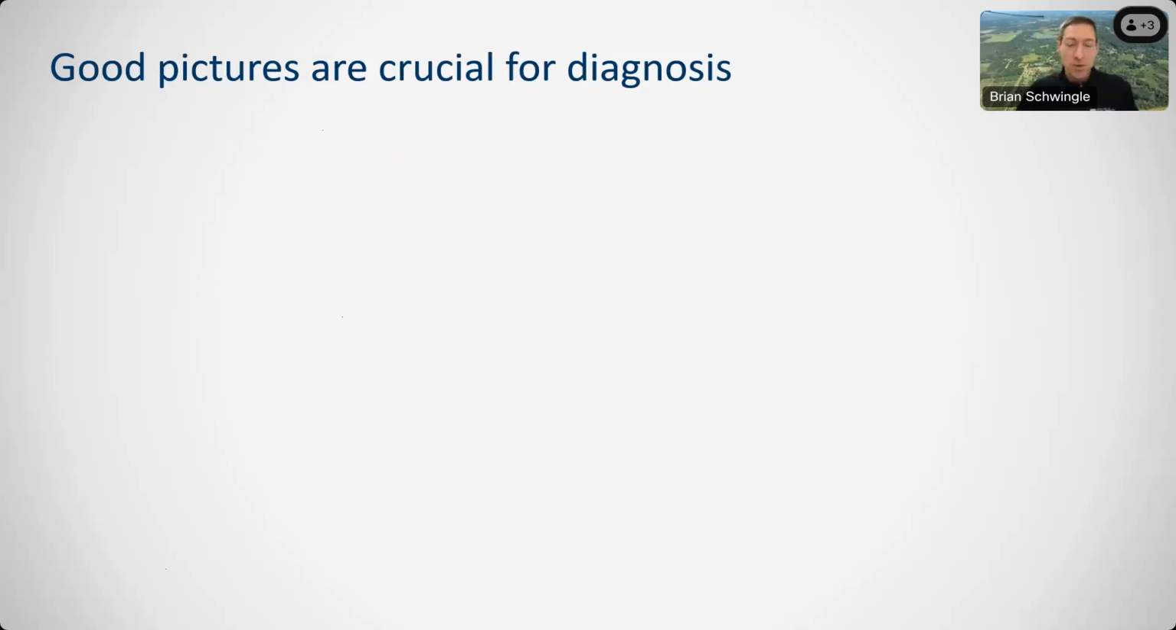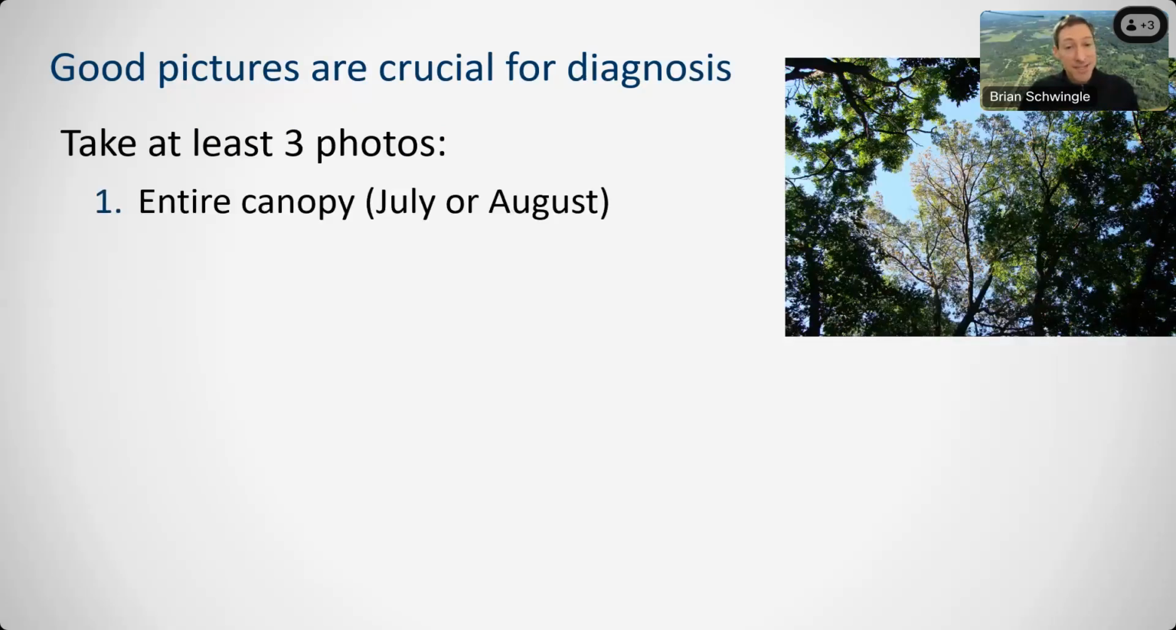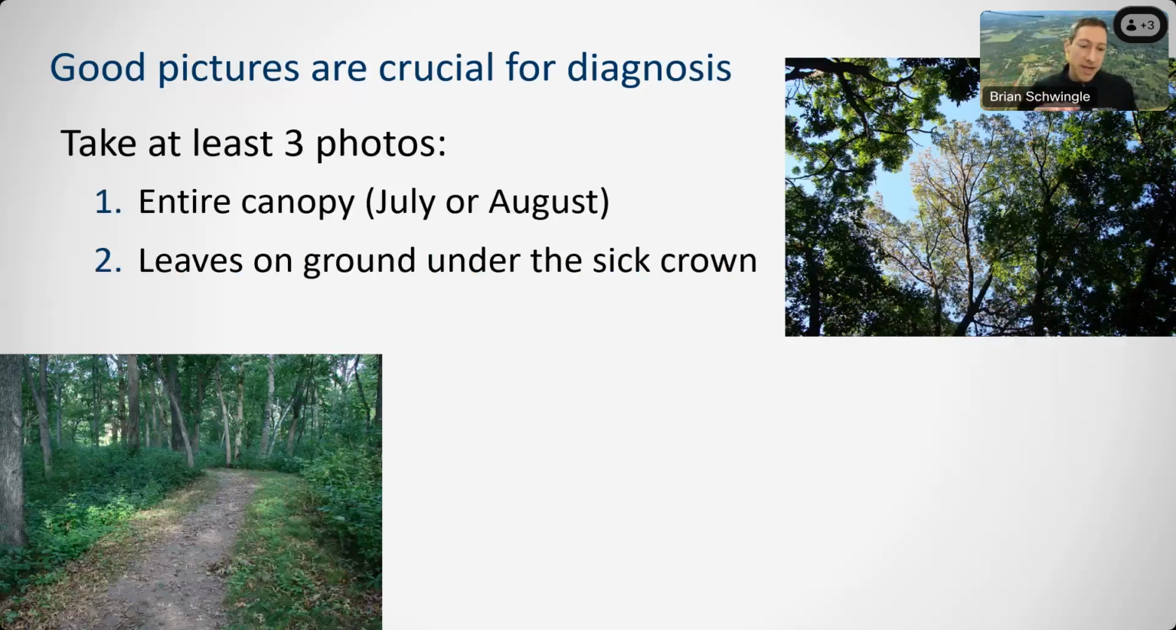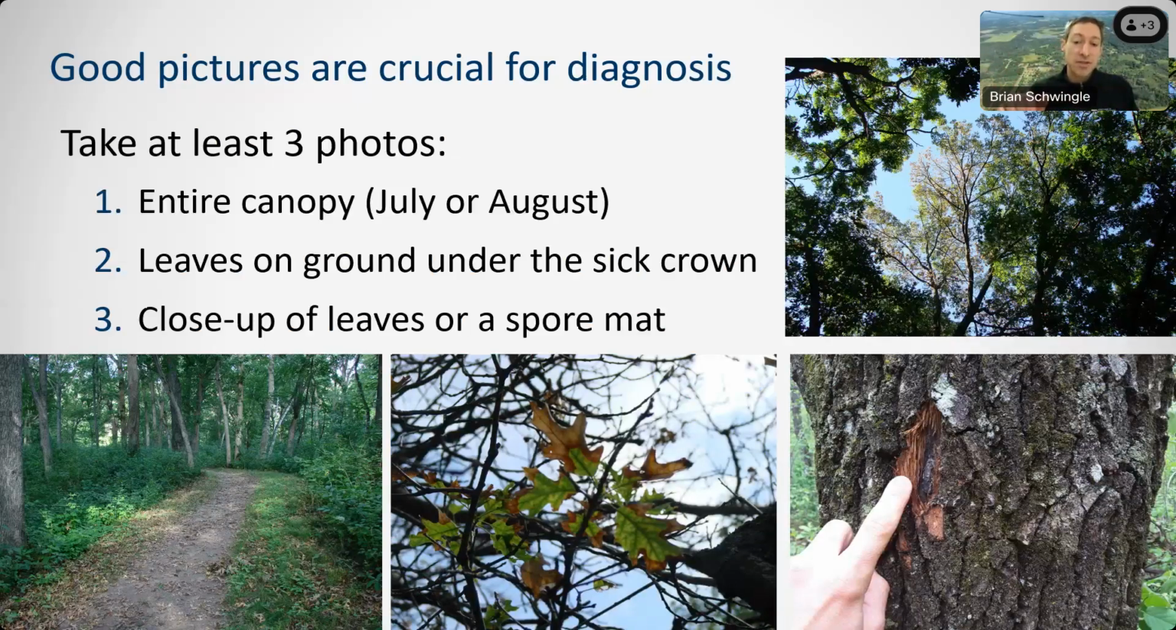Now with those apps or with the website, we need pictures to be taken, and we need probably 3 pictures, and they need to be taken in July or August. If we get a picture of a dead oak, that doesn't tell us anything. We need to see active symptoms of oak wilt, so those typically happen in July and August. So we need a whole canopy shot. We need an image showing a ton of leaves on the ground, and we need a close-up picture of the leaves. Again, that bronze margin is very common on trees that have oak wilt. You could also take a picture of the spore mat.